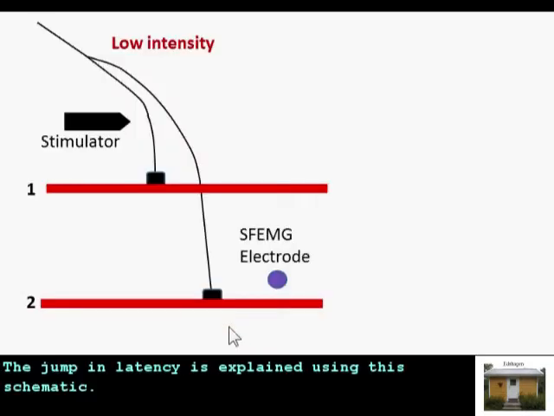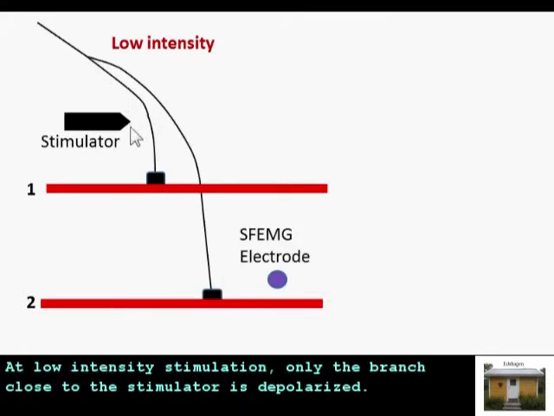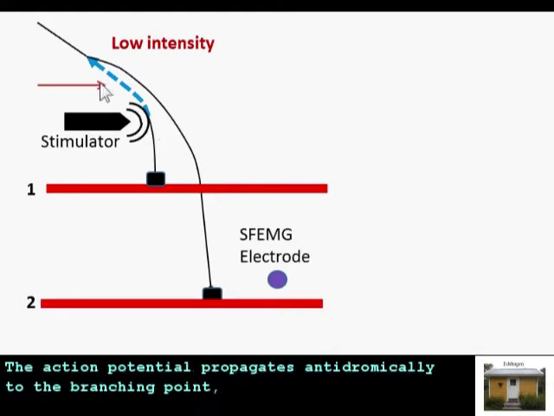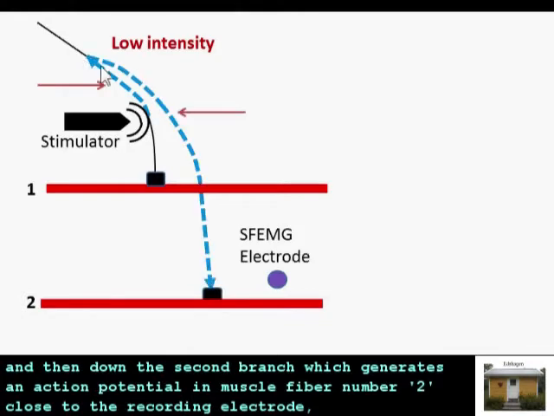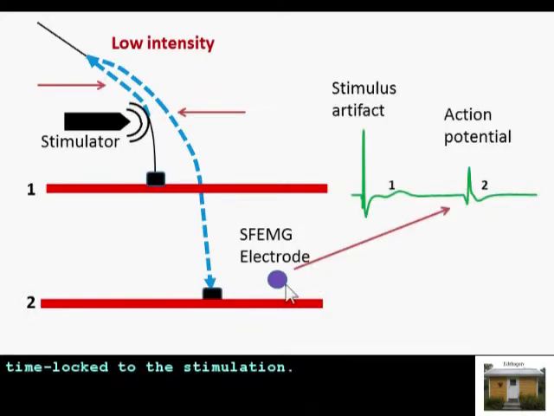The jump in latency is explained using this schematic. The terminal axon has two branches that are close to the stimulating electrode. At low intensity stimulation, only the branch close to the stimulator is depolarized. The action potential propagates antidromically to the branching point and then down the second branch, which generates an action potential in muscle fiber number 2, close to the recording electrode, time-locked to the stimulation.